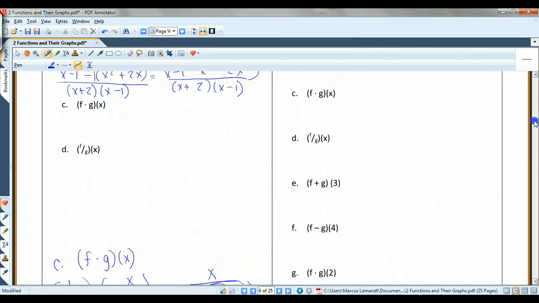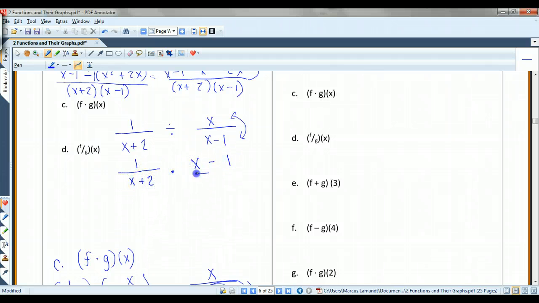Dividing fractions is pretty much the same as multiplying fractions except for one difference. So I've got 1 over x plus 2. You're going to flip the second fraction and multiply. So if I'm dividing by x over x minus 1, this is going to flip over and I'm going to multiply. And then you just multiply across. So I've got x minus 1. If I distribute the x, I get x squared plus 2x. There you go.